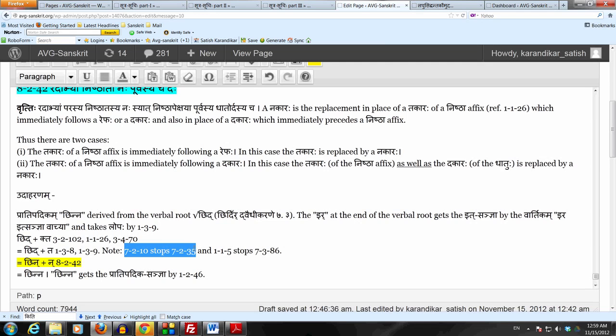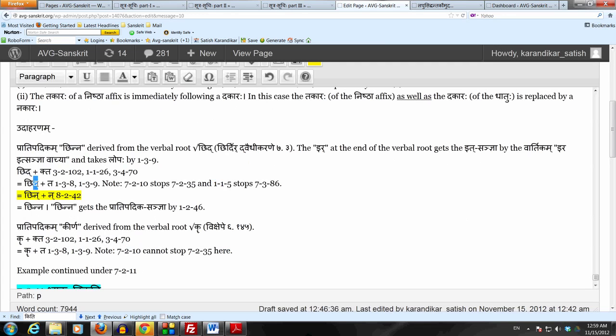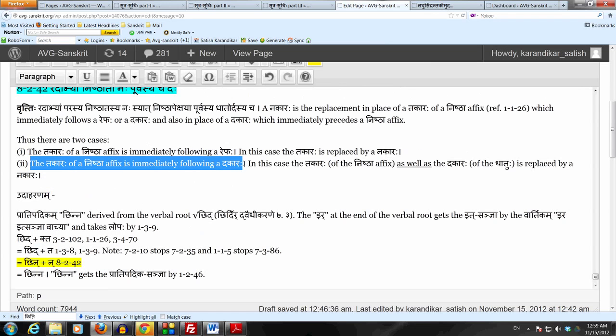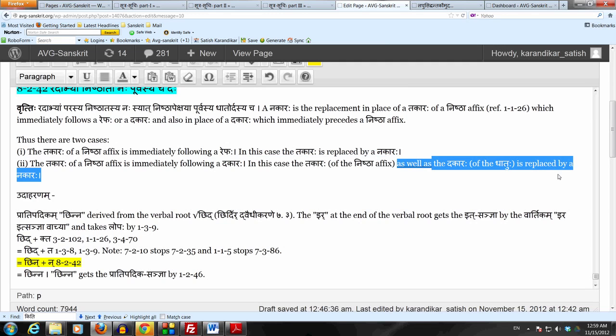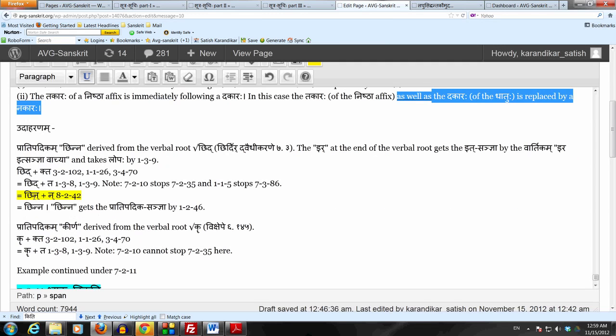Okay, now let us check the conditions for applying this sutram. We do have a dakaraha, which is the dakara of the dhatu chid, immediately preceding the takaraha of the nishtha pratyaya, or alternately the takara of the nishtha pratyaya is immediately following the dakara of the dhatu. So then what happens? Two operations take place. First, the takara of the nishtha pratyaya is replaced by a nakaraha, and so also the dakaraha which is preceding the nishtha pratyaya is replaced by a nakaraha. So there are two nakara adeshau, two substitutions, and so we get the form chinna, chinna.